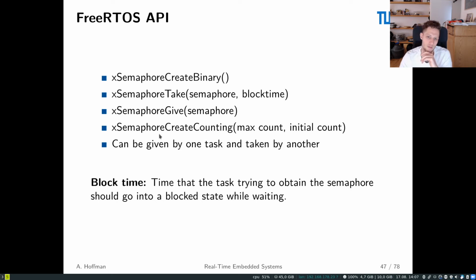But now then we also have, for instance, the exact same thing to create counting, and so we have the max count and the initial count. So these are just the initial parameters. Same deal as the create binary. Obviously, it doesn't have a count or initial count because it's either a 0 or 1. And I can't remember, I think it's created in the unlock state, so it needs to be first given. Like it hasn't been given yet, right?